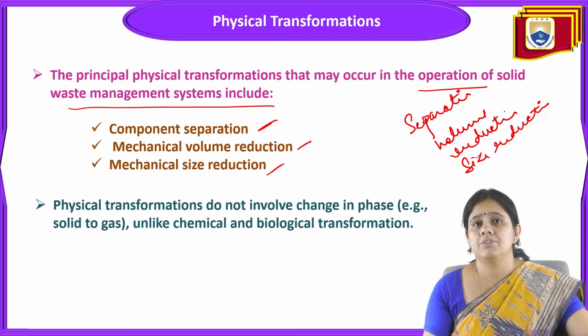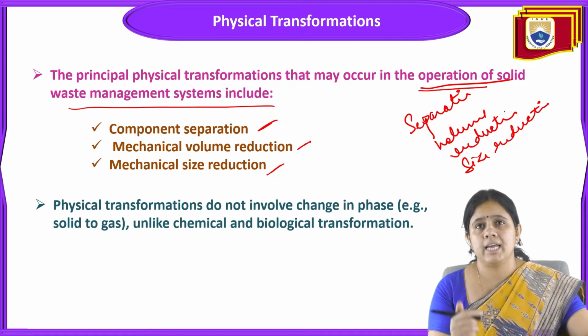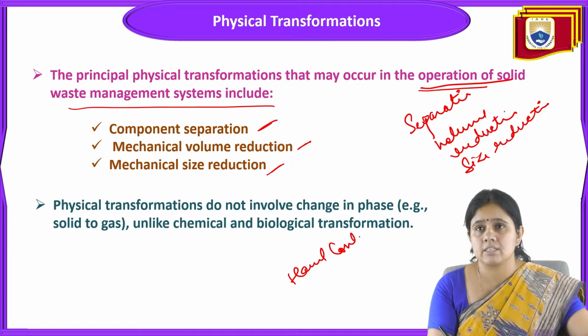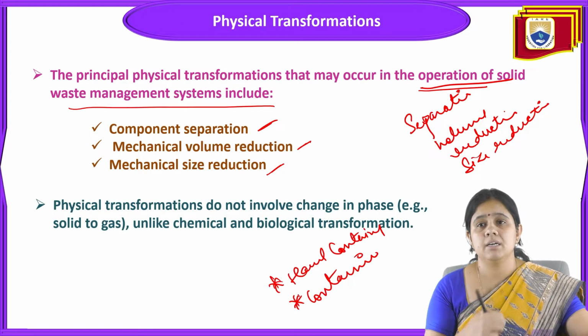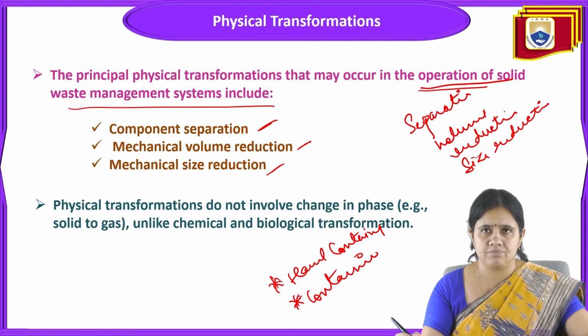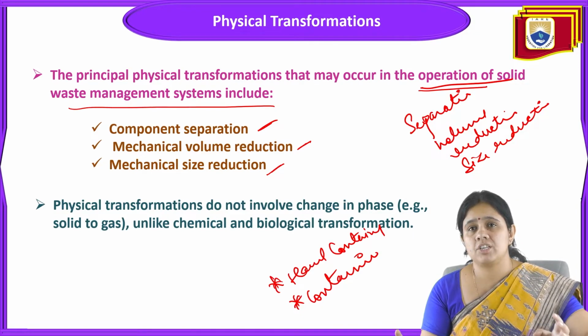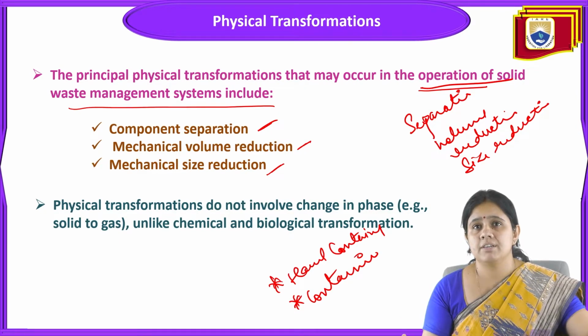The principal physical transformation that may occur in the operation of solid waste management, whether we are using a haul container system or a stationary container system, the whole operation can be predicted by studying all these factors, because they are responsible for the bad odor, for attracting flies, or for determining which type of method will be applicable for solid waste management practices.